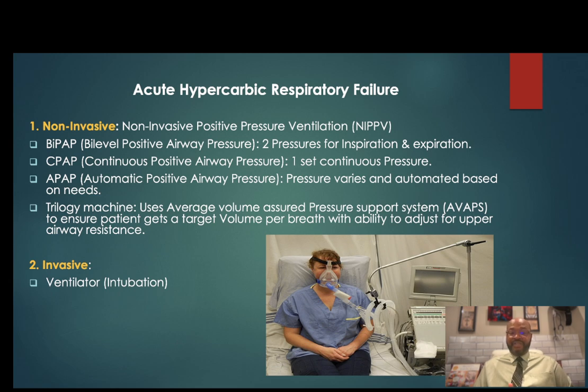It's an expensive machine, but it tries to target a volume for each breath, and so the pressure support varies with a target volume so that the patient gets a particular volume with every breath, and it's a pretty good one, better tolerated, and it also adjusts for upper airway pressures in those with large necks or any kind of obstruction. And of course, if this doesn't work, you repeat your ABG, your arterial blood gas, and the PCO2 is getting worse or not improving even at high pressures, then of course you have to intubate the patient and put them on the ventilator, which is more invasive.